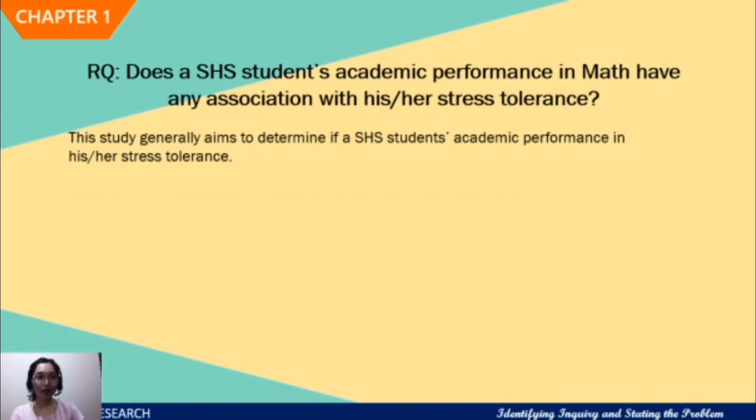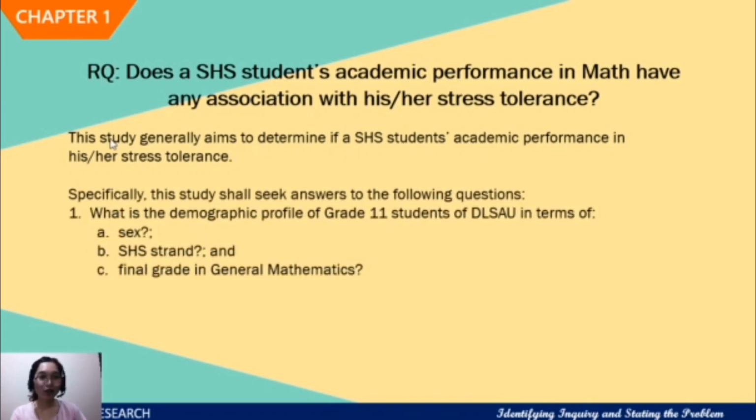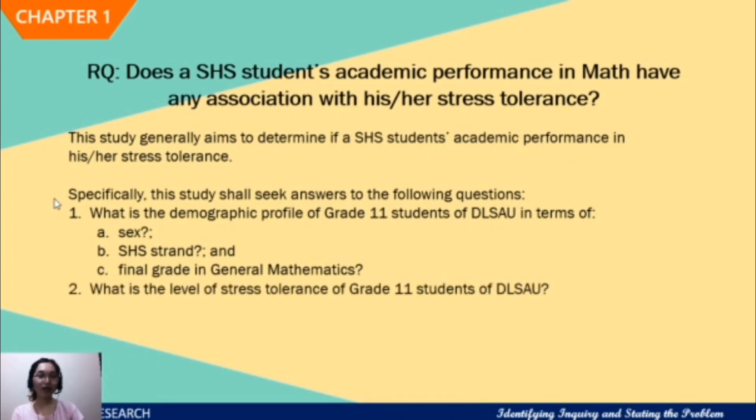Okay, so let us go to the example. Our general question here is ito. Does senior high school student's academic performance in math have any association with his or her stress tolerance? Ayan yung research question. So, that is the general. Tapos yung statement of the problem mo dito as well as you have the specific research questions. This study generally aims to determine if a senior high school student's academic performance is associated with his or her stress tolerance. Specifically, this study shall seek answers to the following questions. So, ito na yung mga specific research questions.